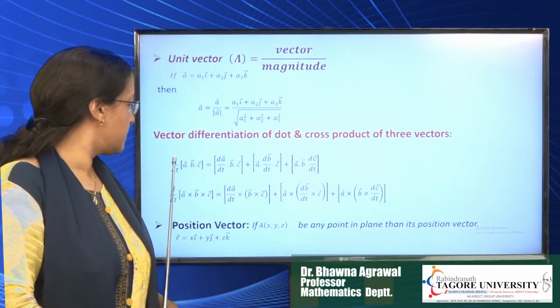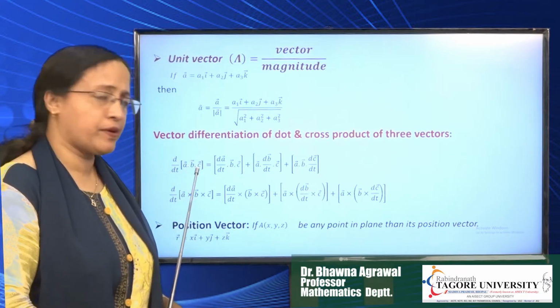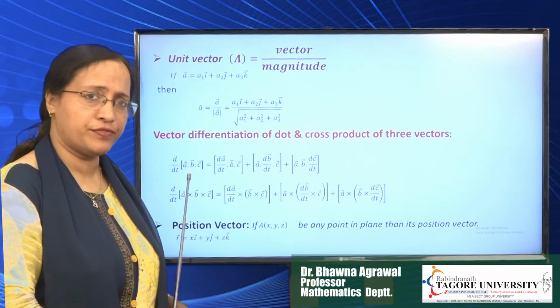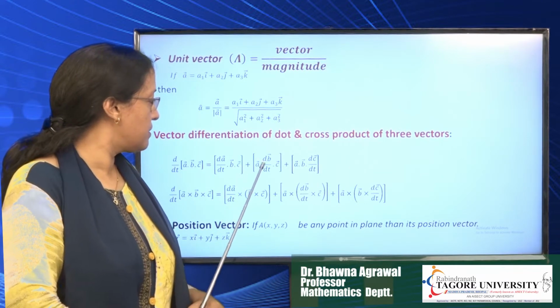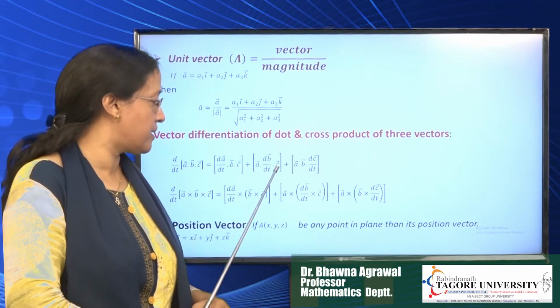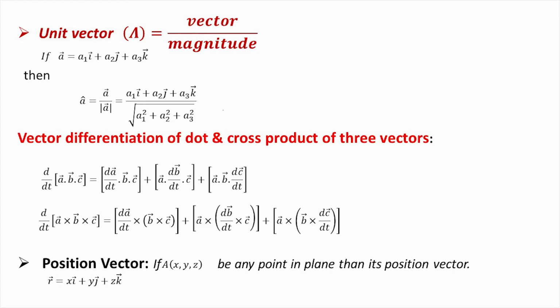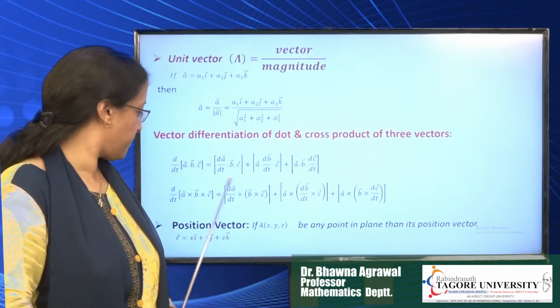The formula for differentiating the dot product of A, B, C is: differentiate the first and keep the remaining terms as they are; differentiate the second, keeping the first and third as they are; and differentiate the third, keeping the first and second as they are. Similarly with the cross product.